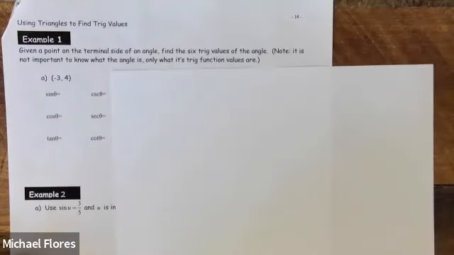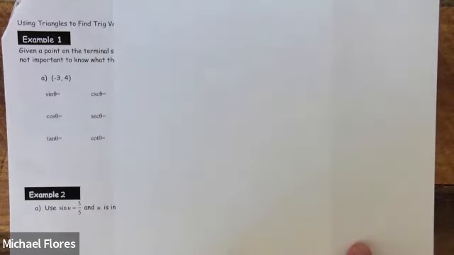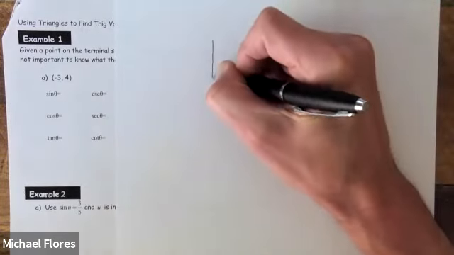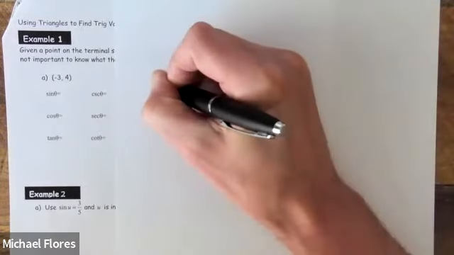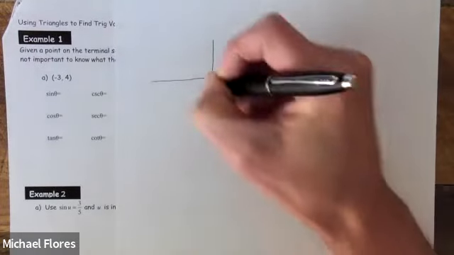Given a point on the terminal side of an angle, find the 6 trig values of the angle. Note, it is not important to know what the angle is, only what its trig function values are. They have given us a set of coordinates, -3, 4. Let's plot those on a coordinate plane.